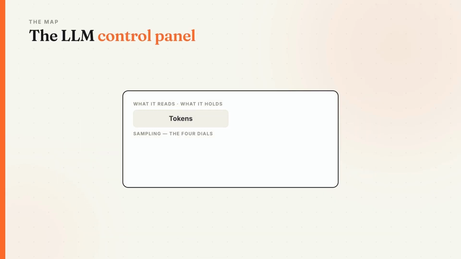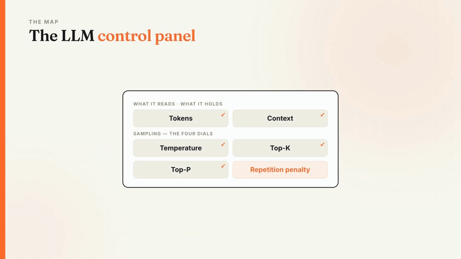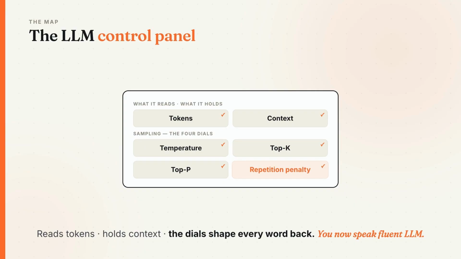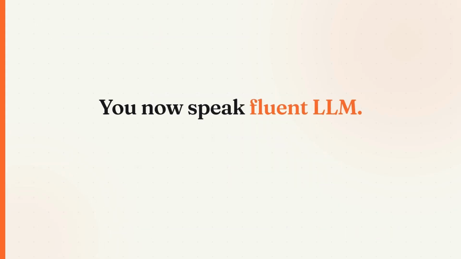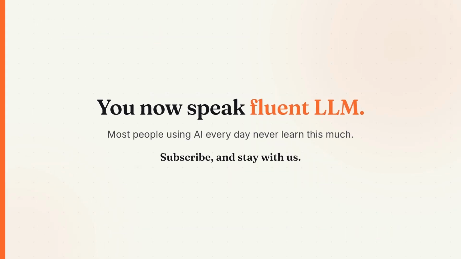And that's the whole control panel. Tokens are what it reads, context is how much it can hold, and temperature, top K, top P, and the repetition penalty shape every single word it says back. Next time you call an AI API, these are exactly the knobs on the panel. That's the inside of the LLM. And honestly, most people using AI every day never learn this much.